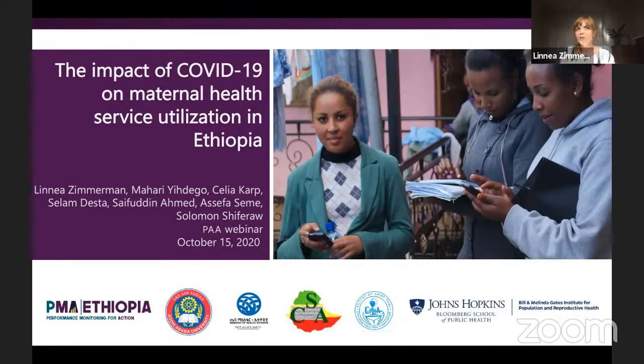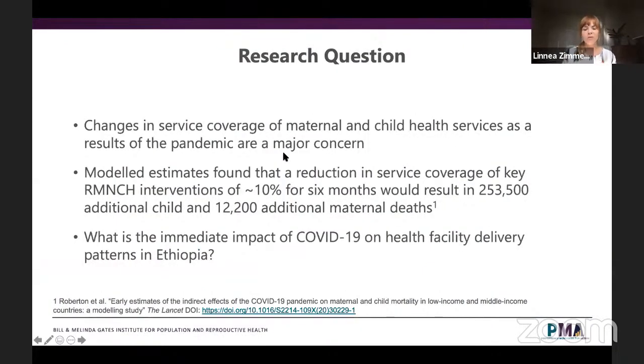So I will be talking about maternal health service utilization in Ethiopia. We work closely with Addis Ababa University, and so I am acknowledging my co-authors there. As we all know, one of the large concerns about the COVID-19 pandemic, beyond the immediate effects of infection from SARS-CoV-2 and development of COVID-19, is that there are anticipated changes to service coverage of many different health issues, as the previous presenter very nicely explained.